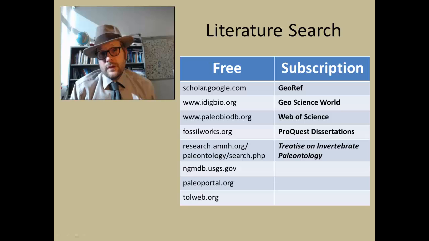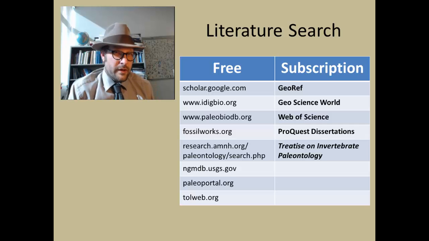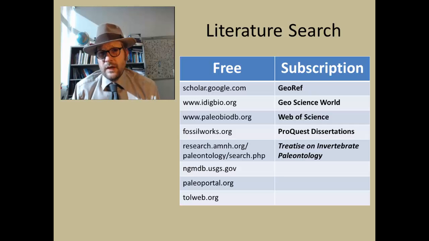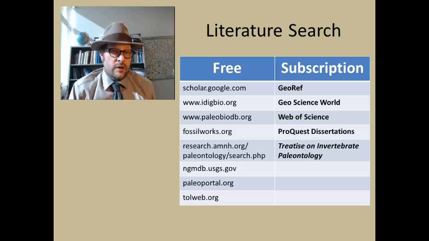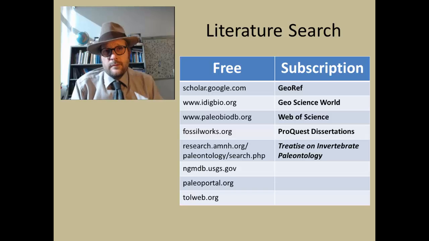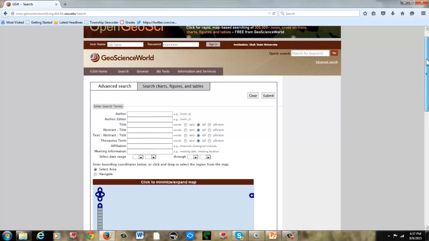Okay, the next one is a new one that we got here at Utah State, but it's been around for a while, and that's the Geoscience World. Geoscience World is a partnership between the American Association of Petroleum Geologists and the Geological Society of America, as well as a number of other scientific organizations to put together another search that's very similar to GeoRef, but kind of catered specifically to those organizations. The interface to Geoscience World is not as pretty as GeoRef, but you can specify information in there.